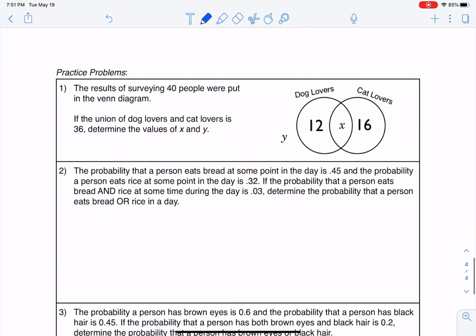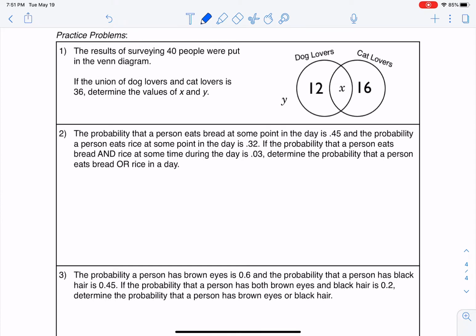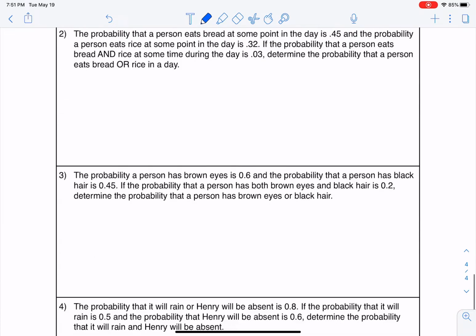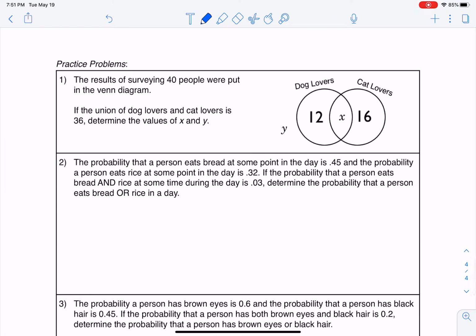Okay, so why don't we do question 1 together, and then for questions 2, 3, and 4, that will be what you guys do for your own work. So for 1, it says the results of surveying 40 people were put in the Venn diagram. If the union of dog lovers and cat lovers is 36, determine the values of X and Y.